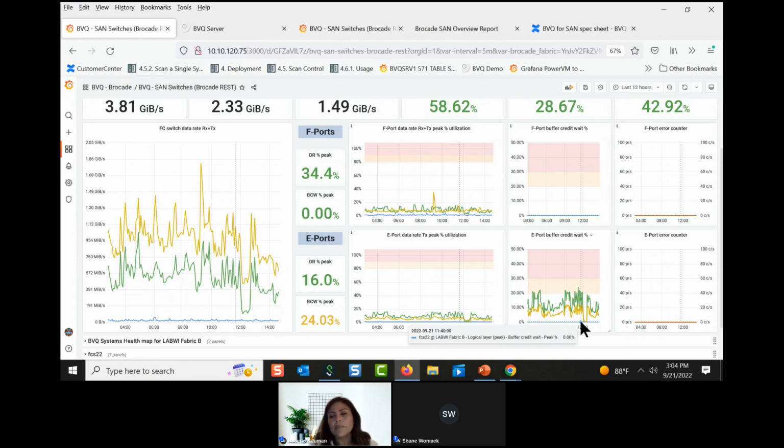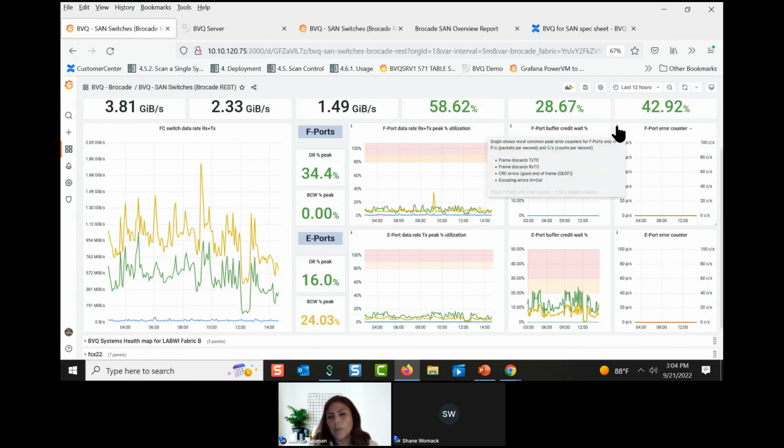The second cause that I mentioned is the lost credits. And here we show the F port and E port error counters. These help identify this type of congestion when that is related to physical errors or a malfunction on a port or transceiver. These will be the indicators. So the indicators that we report on via the dashboard are the frame discards, the CRC errors, and encoding errors. So you can easily identify when this is happening before it becomes a performance issue.